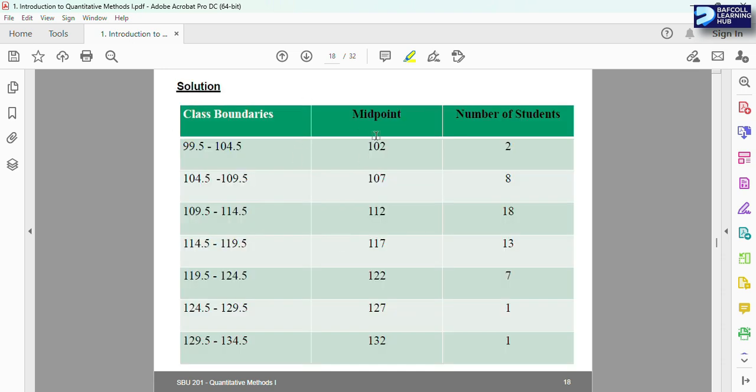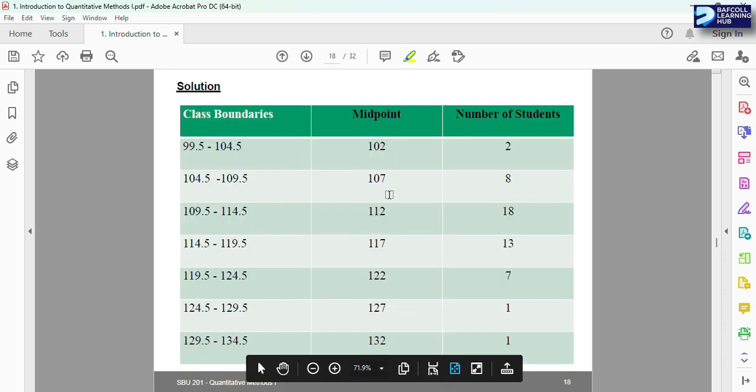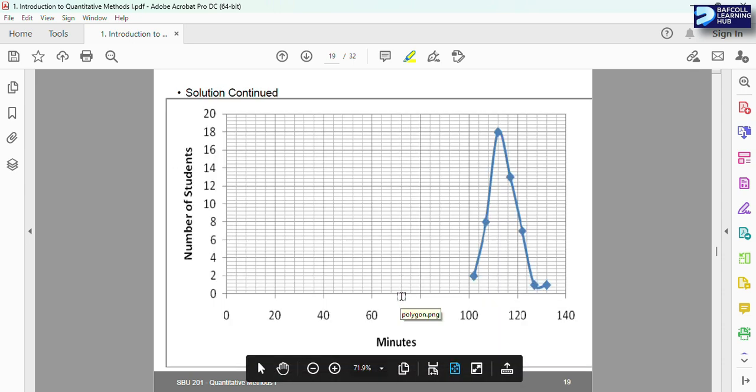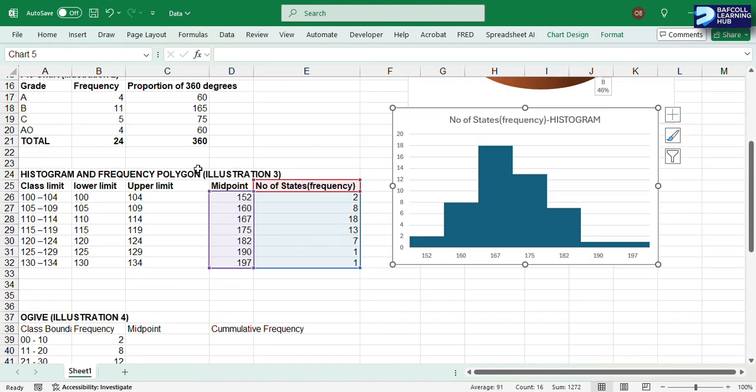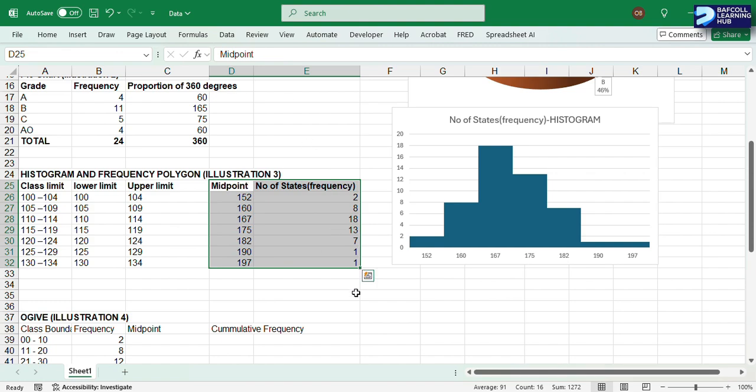First you have to compute the midpoint. The midpoint is the upper class boundary plus the lower class boundary, divided by 2. This is how it looks. To draft it, we'll be using this same data. What we are going to do is select the data, then come to our chart.